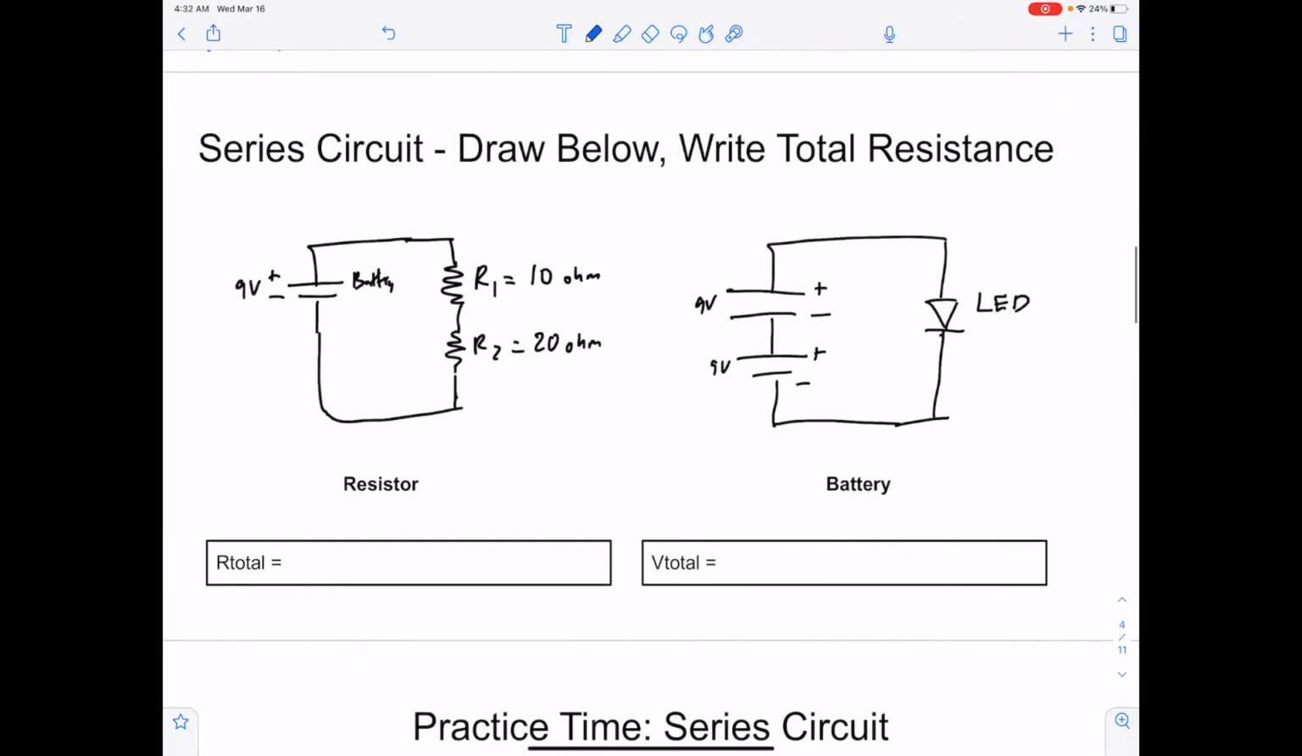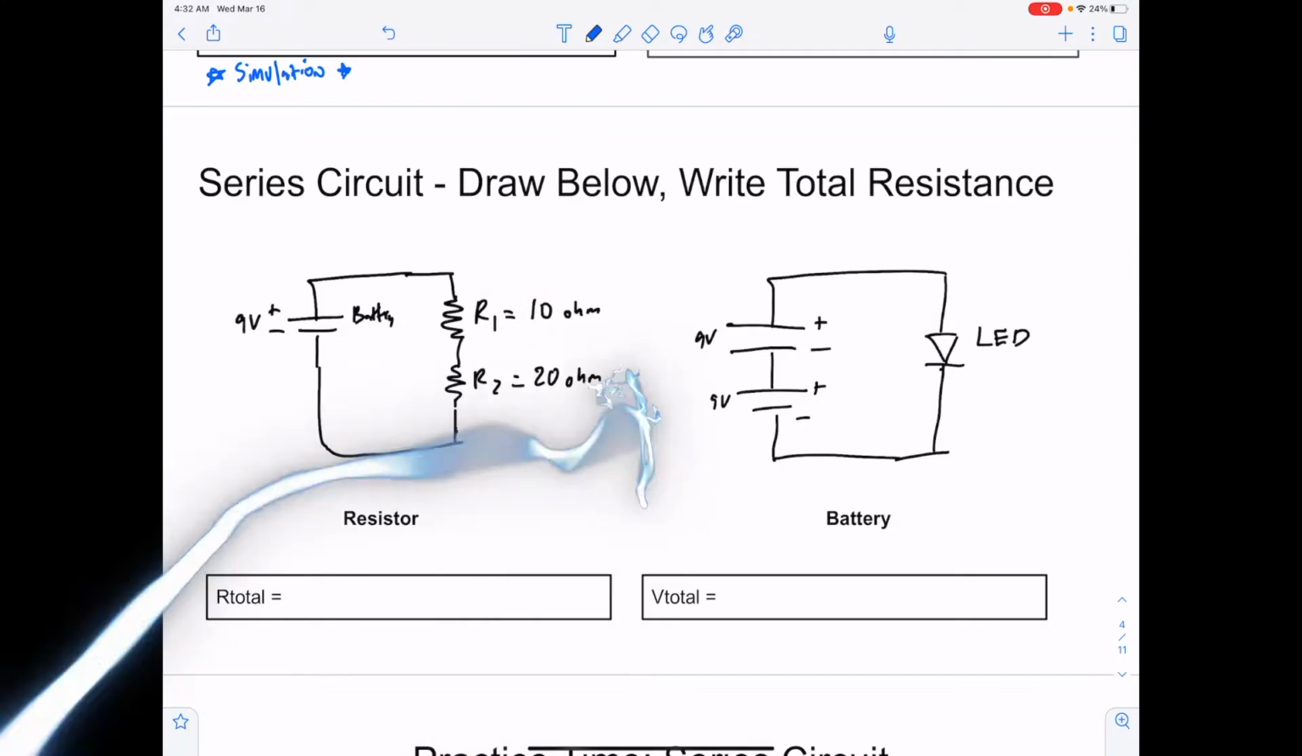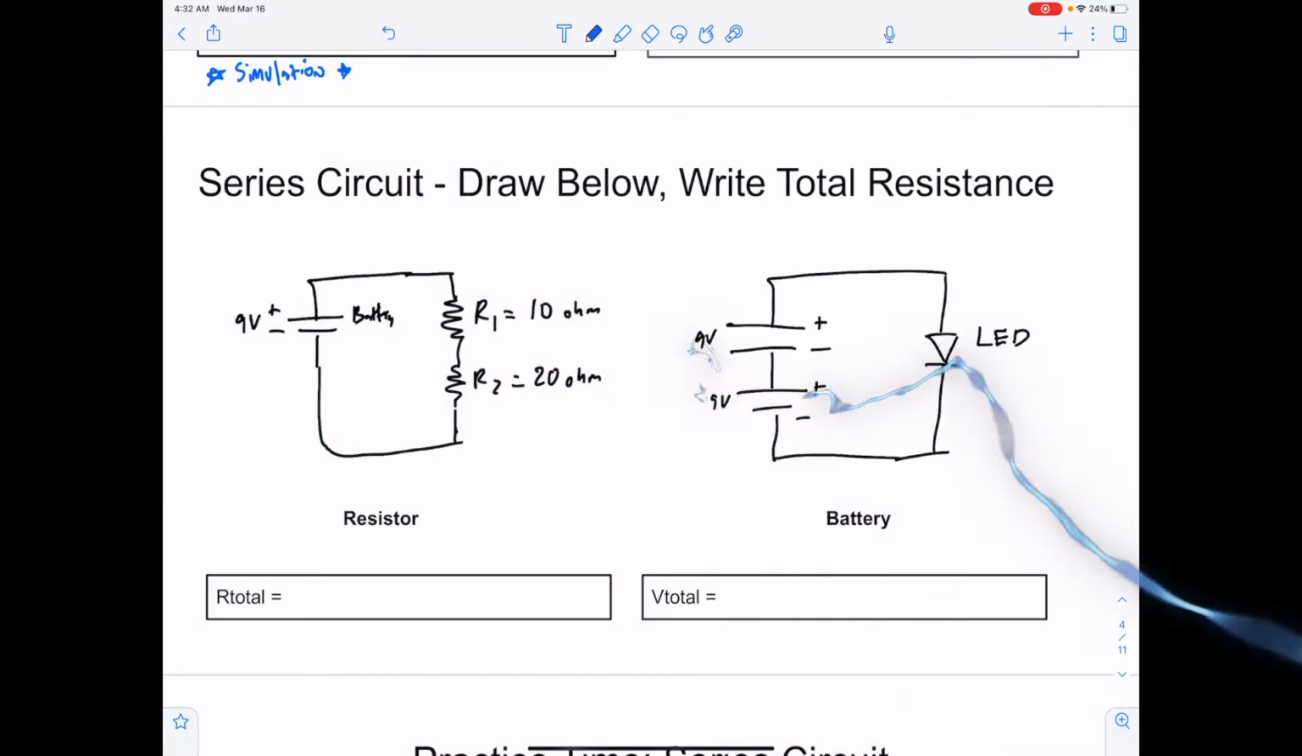Okay, so it's not too bad. We see the upside of series circuits is really their simplicity. The downside is that with any single break in the circuit, all of our electricity stops flowing.